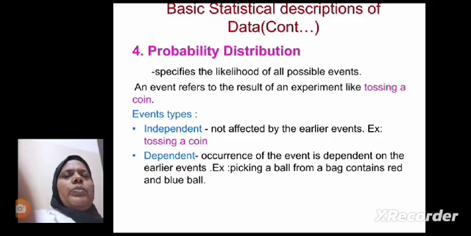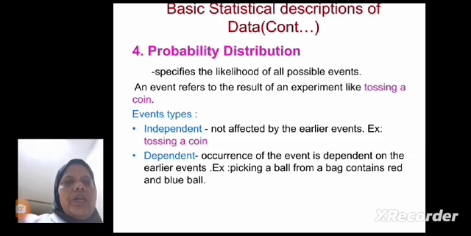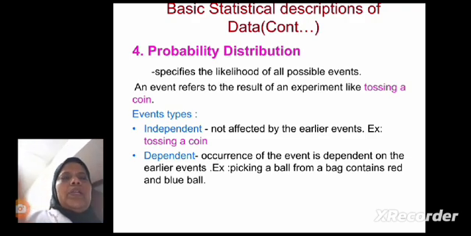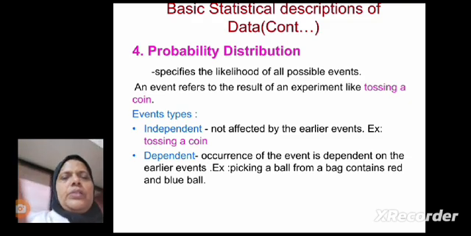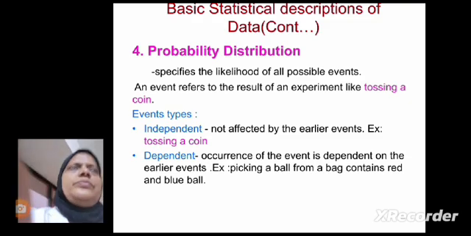Fourth one is the probability distribution. It specifies the likelihood of all possible events. An event refers to the result of an experiment, like tossing a coin. There are 2 types of events: independent events and dependent events. An independent event is not affected by earlier events. For example, tossing a coin.